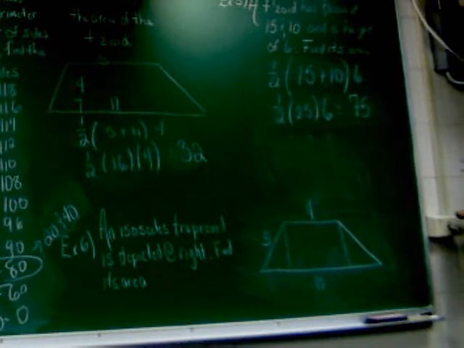All right, one last example, example 6 at the bottom. An isosceles trapezoid is depicted at right. Find its area. Isosceles trapezoid is depicted at right. Find its area.